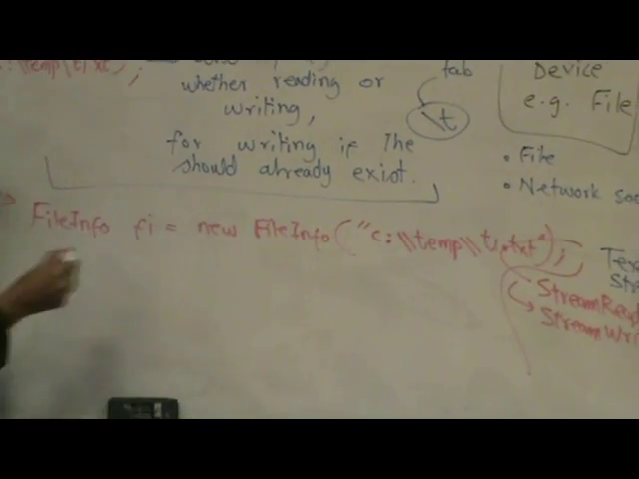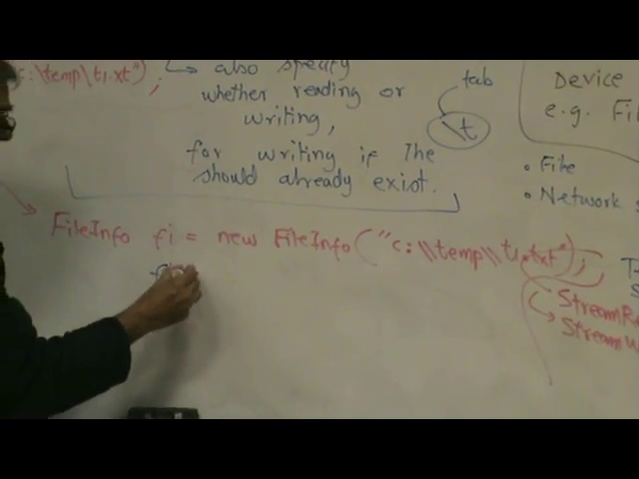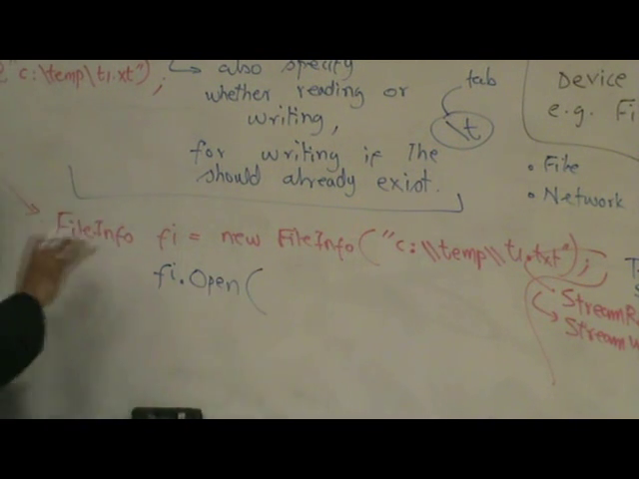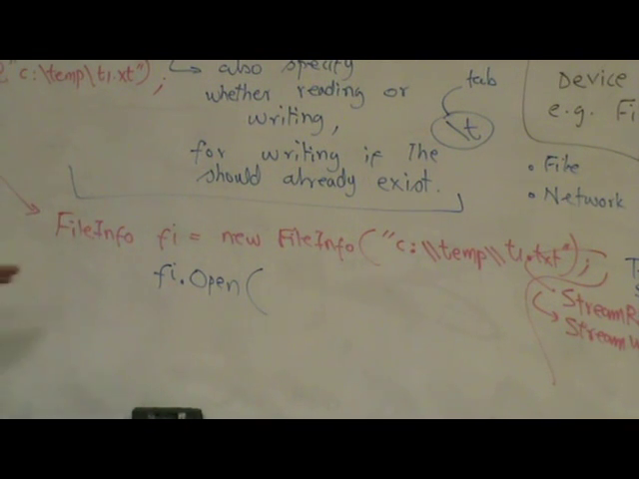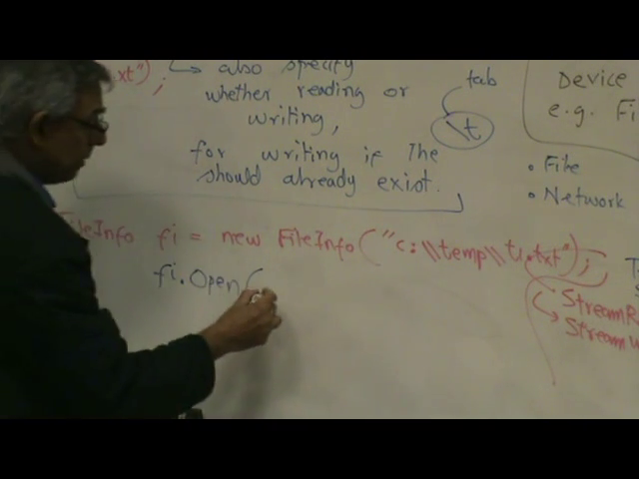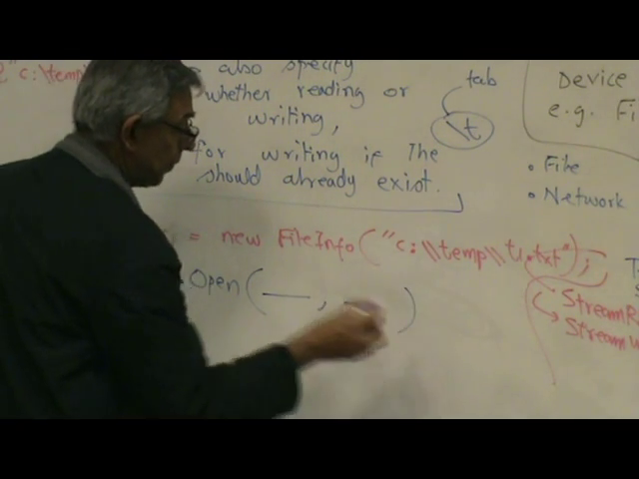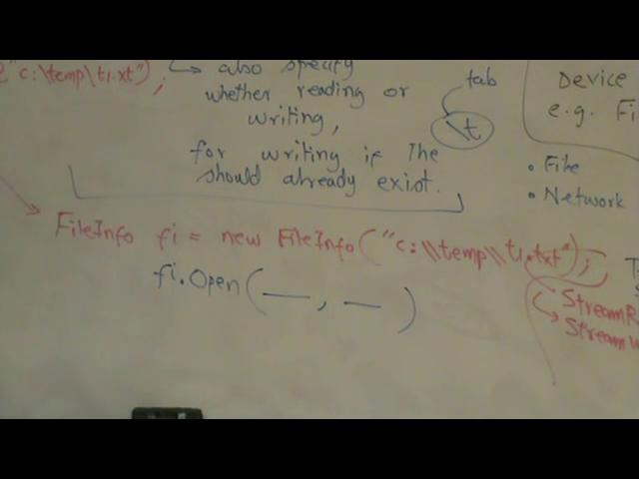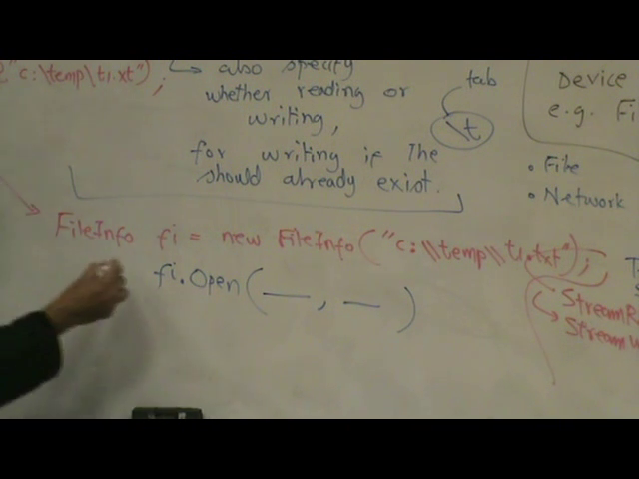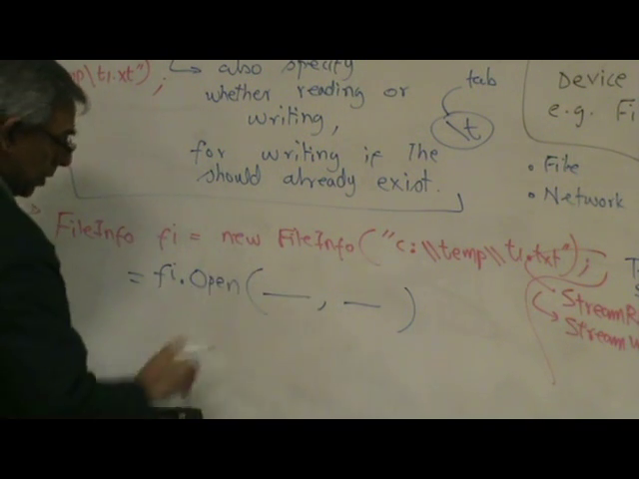Now we will associate a stream with it, so you will say fi.Open. Okay, so again, there are many variations of how we can associate a stream with it. My suggestion is call the Open and specify two parameters over here. Okay, both are enumerations. One of them will let you pick whether you are reading or writing. One of them will let you pick whether the file should already exist or not. Okay. So once I go to the computer, I'll show you.